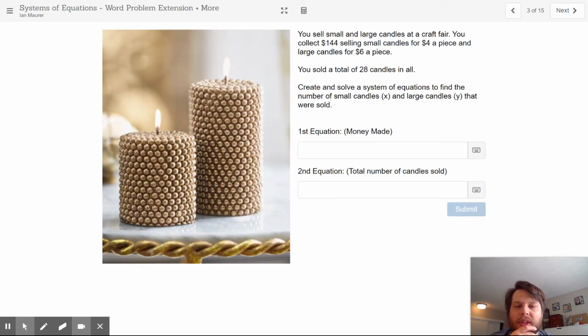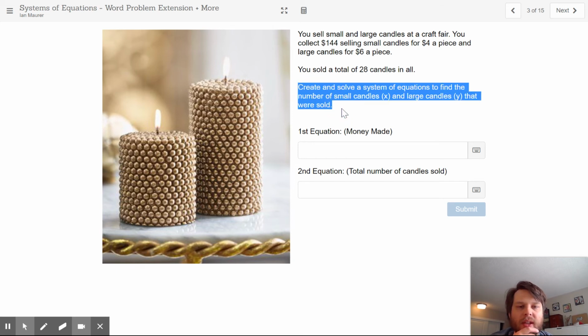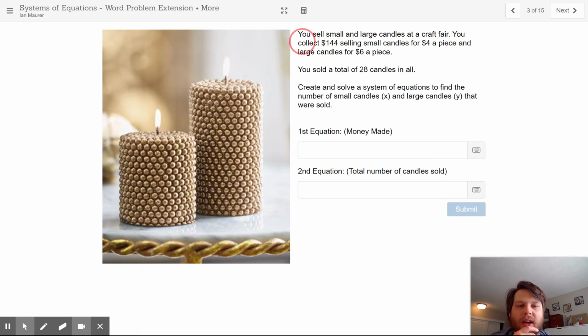Same sort of idea. If you read the question first, you can see that we have candles, small candles X and large candles Y. And we have $144 selling small candles for 4 and large candles for 6. So small candles are 4, so I go 4x. Large candles are 6, so 6y. $144, like that. Then you have this other sentence, you sold a total of 28 candles in all. Well, that means that if I add up the large and the small candles, x plus y, I get 28. So those are my two equations.